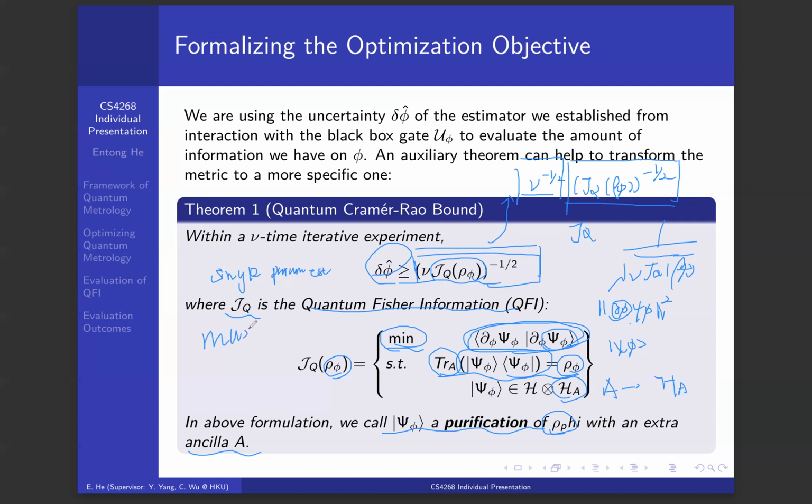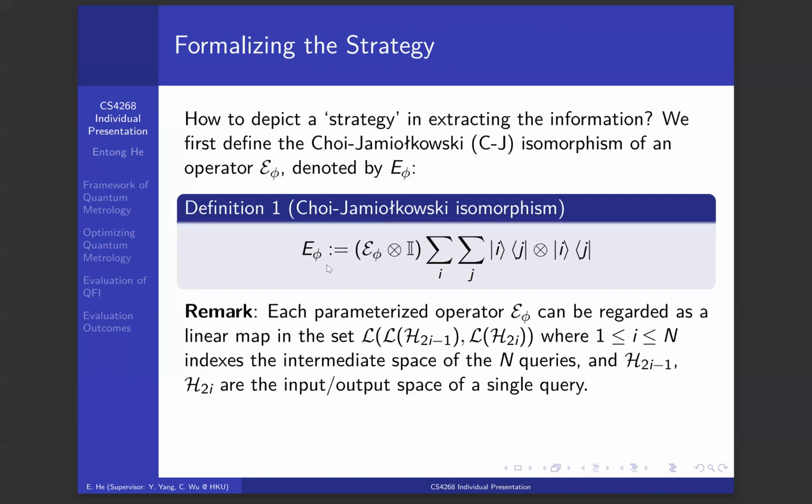And actually, we are doing a max-min. Max is over rho phi, and min is taking the internal optimization problem. So how to depict a strategy in extracting the information? It is usual practice that we define the Choi isomorphism of an operator, that is the quantum channel encoded with the information we are interested in.